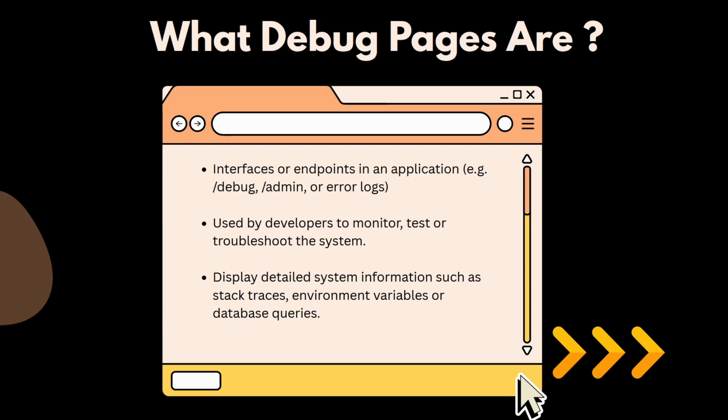They are interfaces or endpoints in an application. It can be debug, admin, or error logs. It is used by developers to monitor, test, or troubleshoot the system. So understanding that these pages are used by the developers to check for any kind of issues, to test the functionality of the application, or for all that purpose these pages are used.